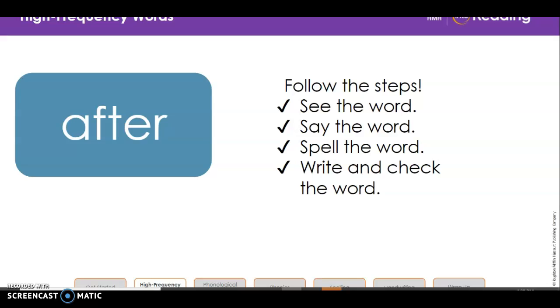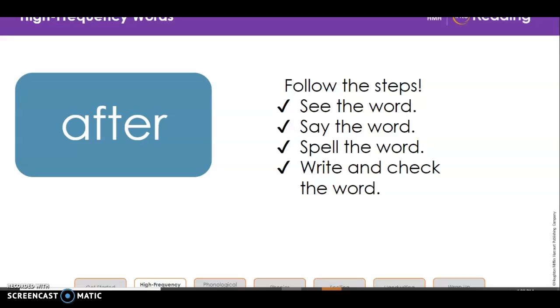A-F-T-E-R. The letter A stands for the short A sound, a. The letters ER stand for the sounds er. Blend both syllables with me. A-F-T-E-R. After. Now skywrite the word after. A-F-T-E-R. Try to write it without looking.